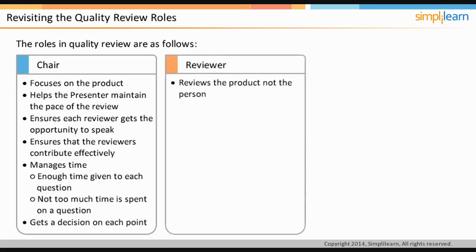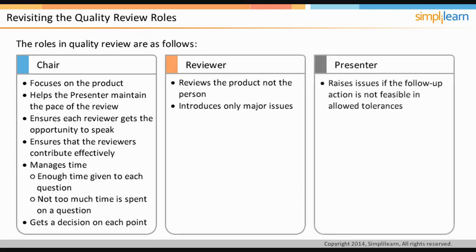The reviewer should review the product, not the person. The reviewer should introduce only major issues. The presenter should raise an issue if the follow-up action is not feasible in allowed tolerances. In the following screen, we'll understand the concept of quality records.